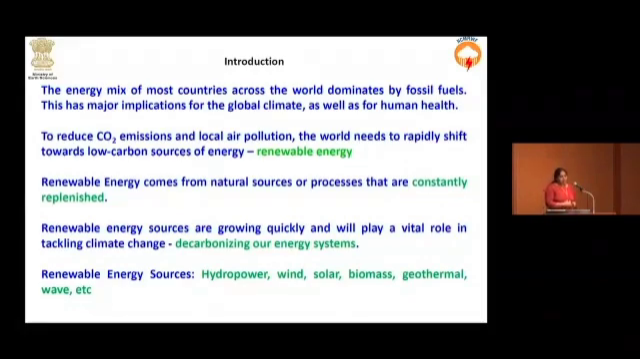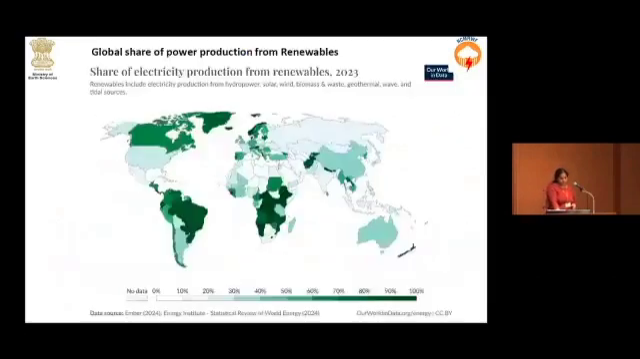So renewable energy comes from natural sources or processes that are constantly replenished. Renewable energy sources are growing quickly and will play a vital role in tackling climate change, especially decarbonizing our energy systems. And what are the renewable energy sources? There are a lot of them. To list a few: hydropower, wind, solar, biomass, geothermal, then wave, tidal, and ocean thermal potential. All of those come under renewable energy sources.